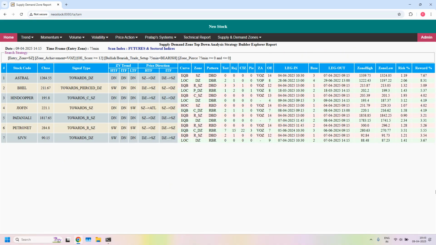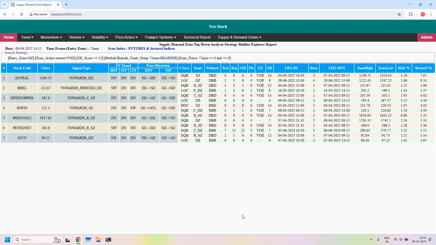These 7 stocks are supporting bearish trade setup for weekly income trade, and entry time frame zones are 75 minutes supply zones. We have 7 75 minute supply zones available here. Out of these 7 supply zones, how many have a higher probability of success? That we need to filter, based on the zone confluence.